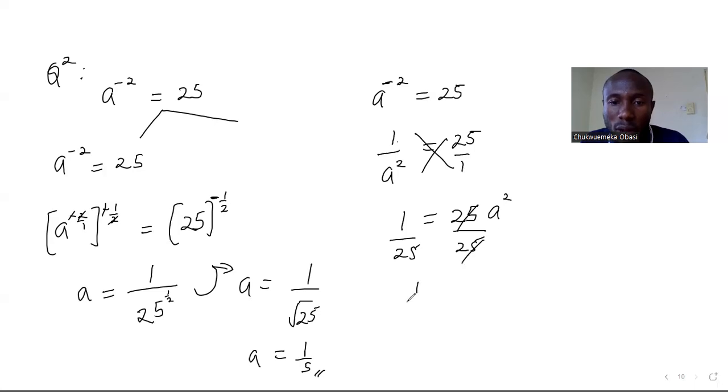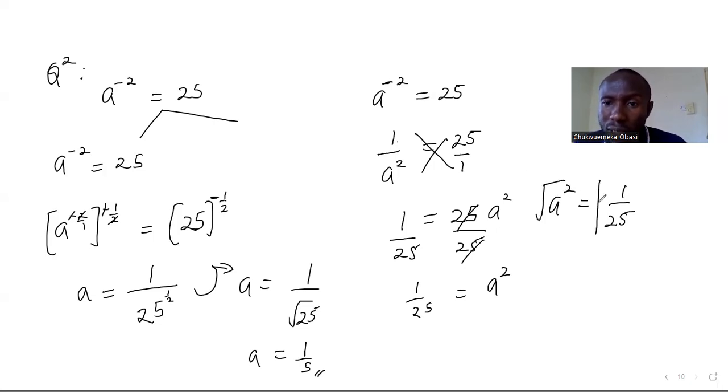So now you have 1 over 25 is equal to a squared. Or I like to say a squared is equal to 1 over 25. Same thing, right? Now you can take the square root of both sides to get rid of this. Square root of this, square root of this. The square cancels out the root.